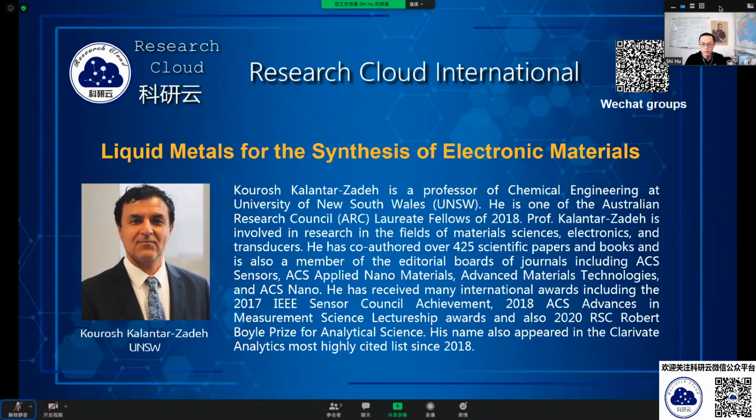Kourosh Kalantar-Zadeh is a professor of chemical engineering at the University of New South Wales. He is one of the Australia Research Council Laureate Fellows of 2018. Professor Kalantar-Zadeh is involved in research in the fields of material science, electronics, and transducers. He has co-authored over 425 scientific papers and books, and is also a member of the editorial board of journals, including SS Sensors, SS Applied Nanomaterials, Advanced Materials Technologies, and SS Nano.